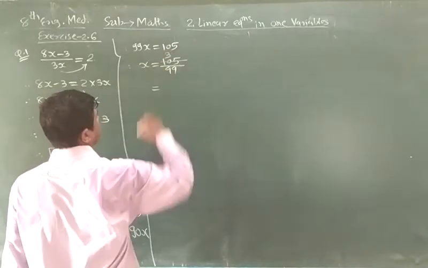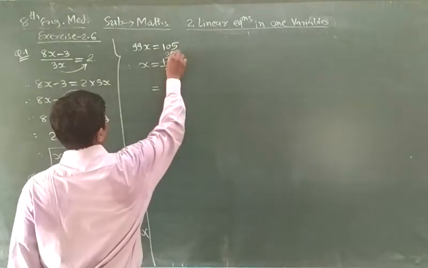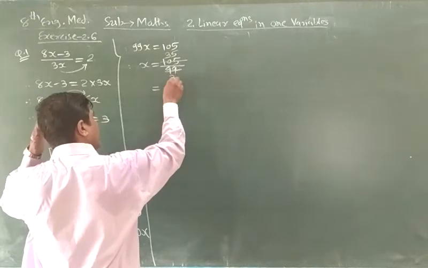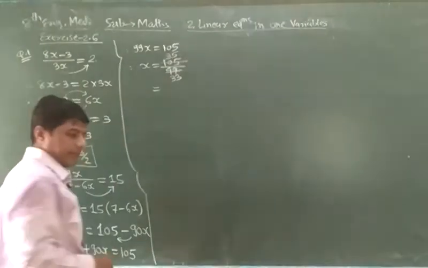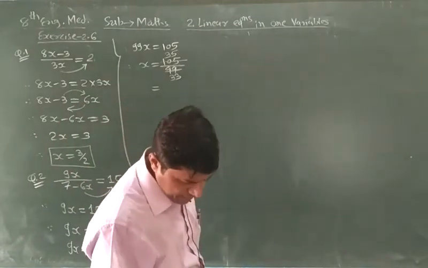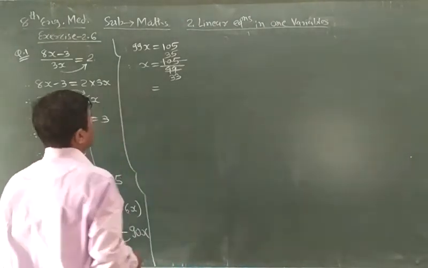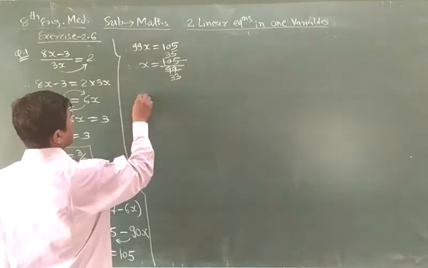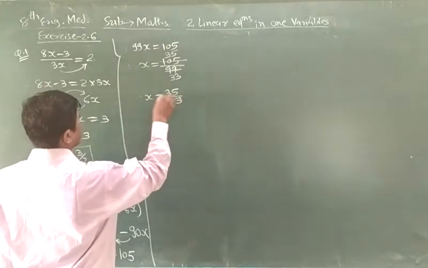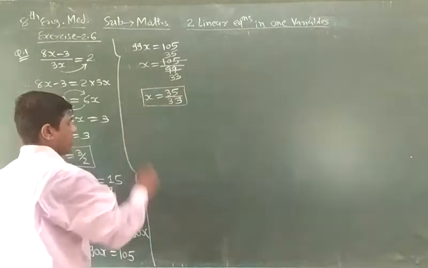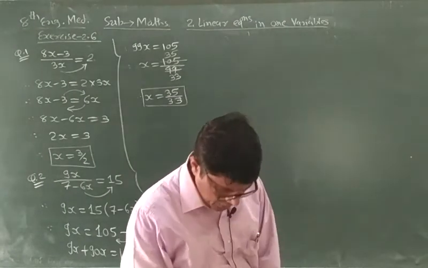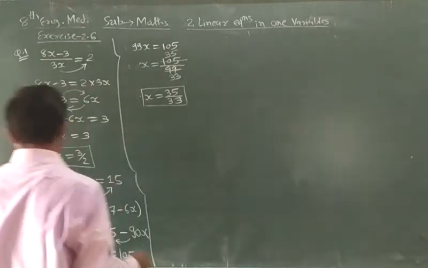3 3s are 9, 1, 3 5s are 15. Here 3 से 11, 33, 33 3s are 39. So our answer will be 35 by 33. So x is equal to 35 by 33. This is the answer, because this is not cutting. Okay, now question number 3.